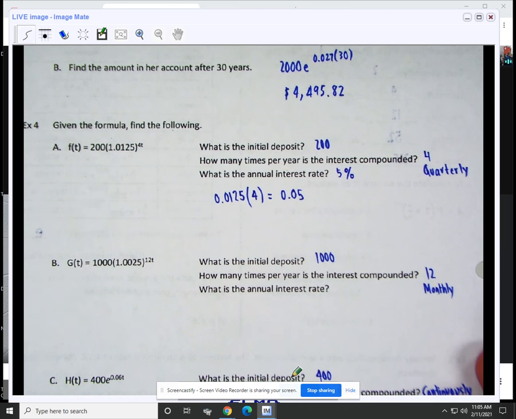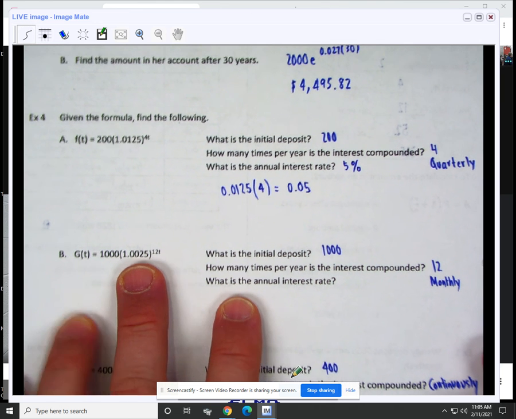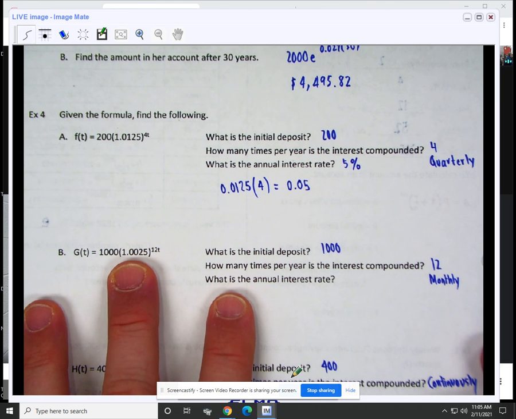Okay? Kind of a tricky problem there. So let's do the same thing with B. What's the first thing I need to do?